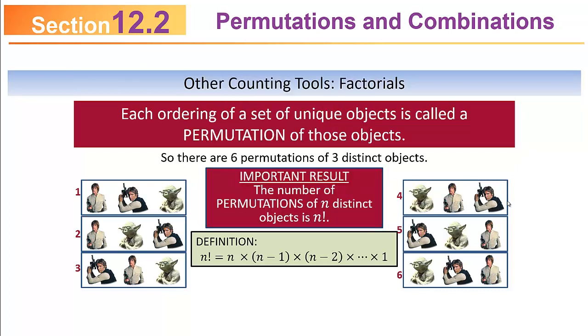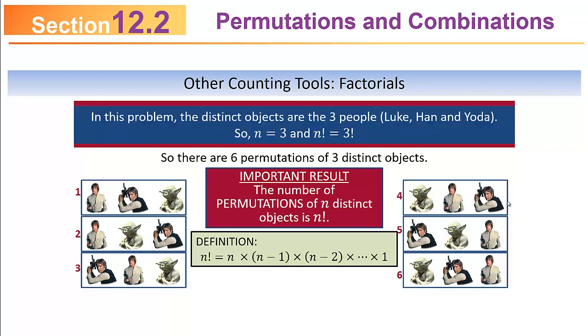The important point here, though, I want to emphasize is that it turns out that the number of permutations is actually n factorial, where n is how many distinct objects you have. So here you have 3 people, so it would be 3 factorial. And 3 factorial is 3 times 2 times 1, which is 6. Notice it matches what we got earlier.